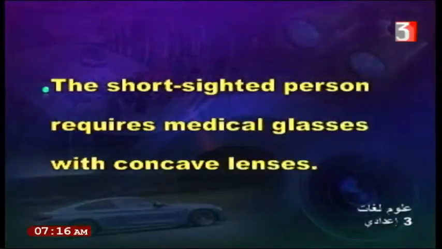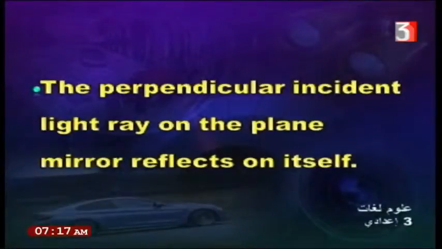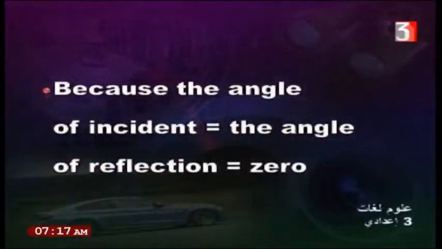Another question in our general revision today is give reason. The short-sighted person requires medical glasses with a concave lens because it diverges light before falling on the eye lens. The perpendicular incident light ray on the plane mirror reflects on itself because the angle of incidence equals the angle of reflection equals 0.